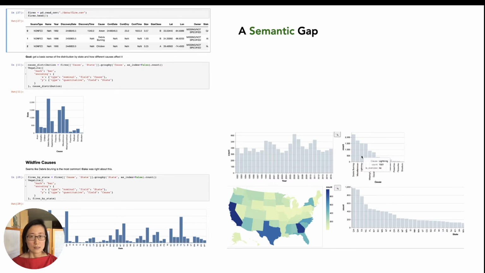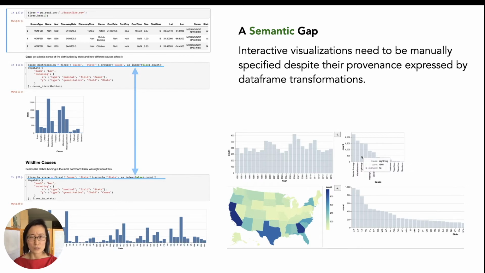And if we just look at the queries, it's actually not that hard for us to infer what the notebook user may want when they click on GA and how they want to filter the cause distribution. They want to see all the causes in GA. And so there's a missing opportunity here, where the interactive visualizations need to be re-specified despite the fact that the provenance information has been provided in the queries.